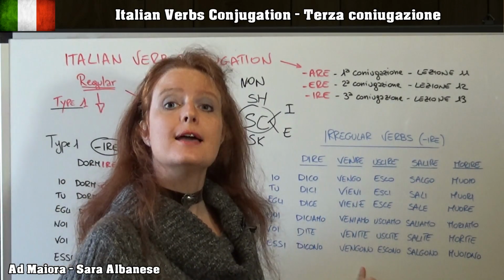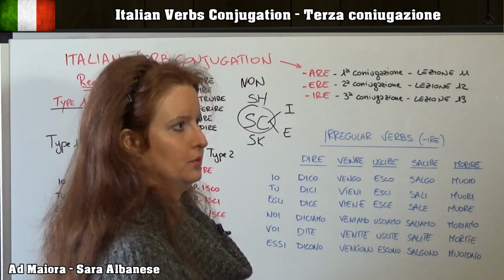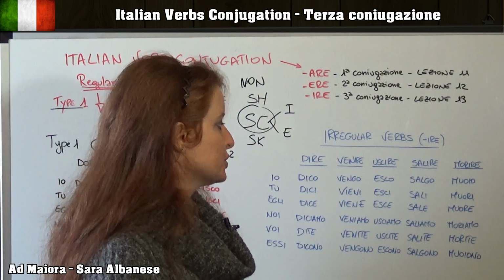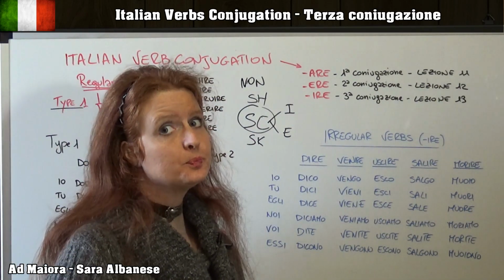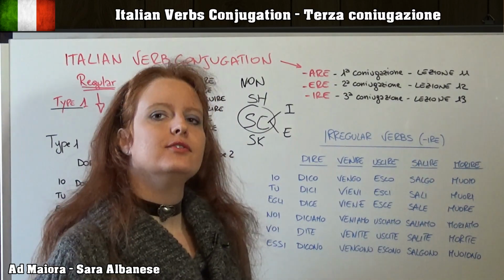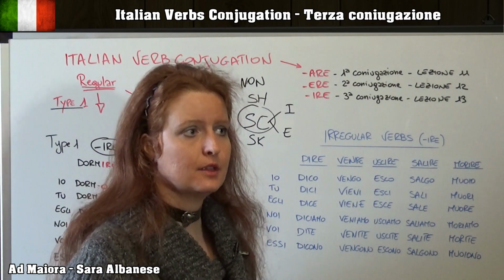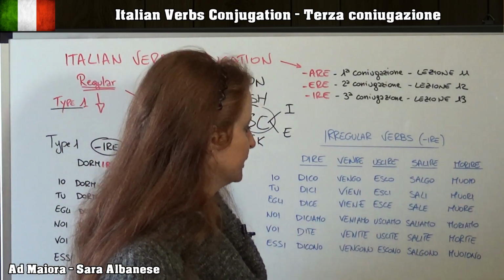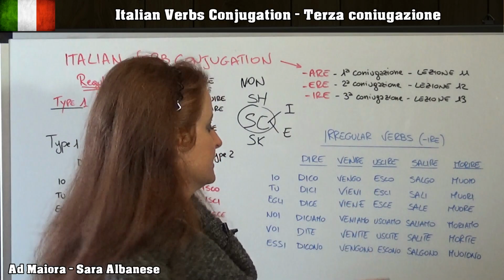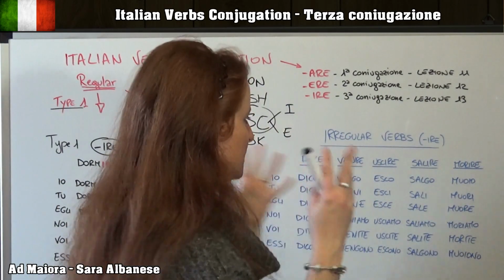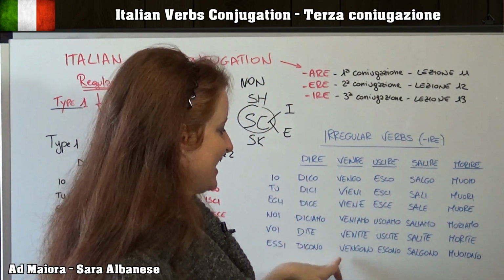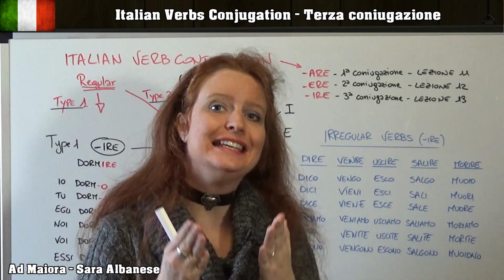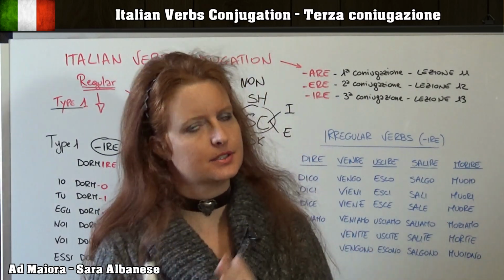Then, the second verb here, venire, to come. So, to move closer to the speaker, basically. This is also quite irregular. Io vengo, tu vieni, egli viene, noi veniamo, voi venite, essi vengono. I've got a G sound that appears from nowhere in the first person singular and third person plural. And then you have to pay attention to the E sound, because sometimes you have it and some other times you don't.